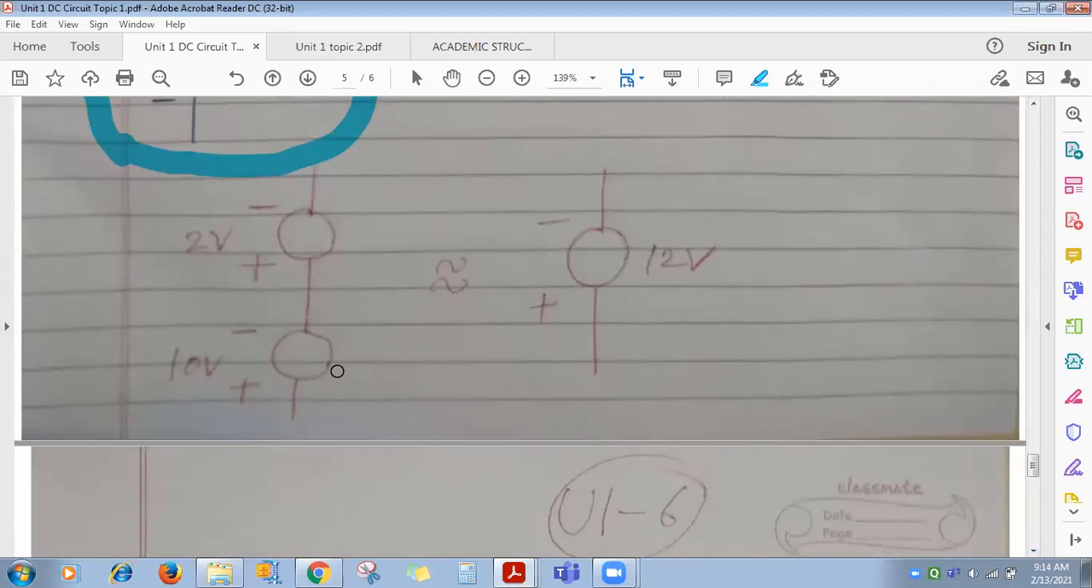In the second case, what is done here? 10 volt and 2 volt are connected. Two batteries are in series. Now for 10 volt, lower is positive, upper one is negative. Same is the sequence for 2 volt also. Lower is positive, upper one is negative. Plus minus plus minus, so the same sequence from lower to top. So here also you have to add them. 10 plus 2, that is 12 volt, and the polarity is also the same. Lower one is positive, upper one is negative. Clear?